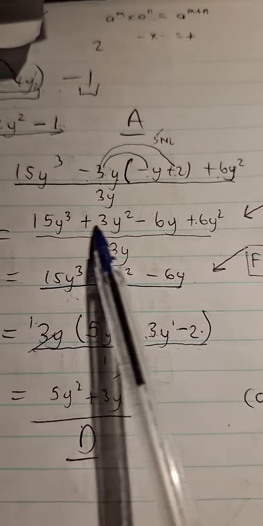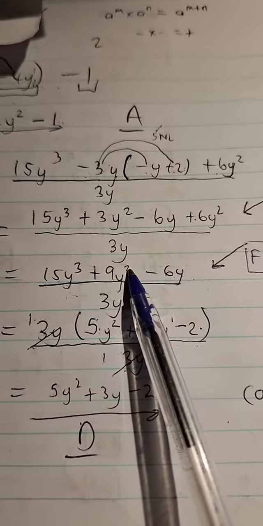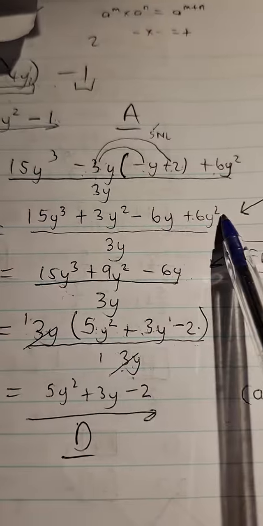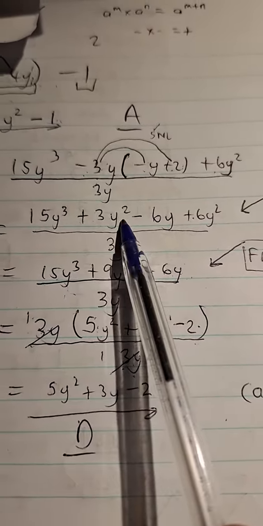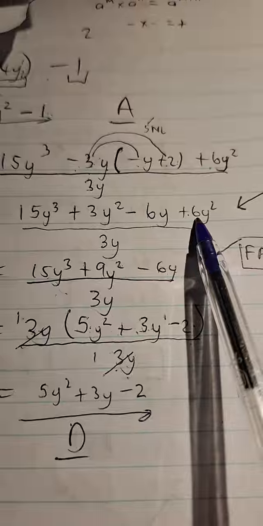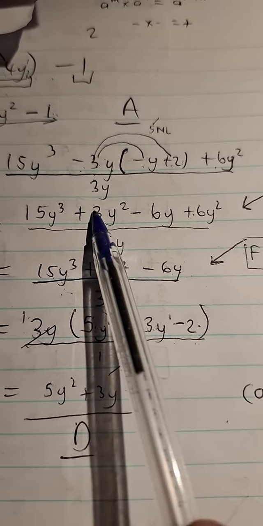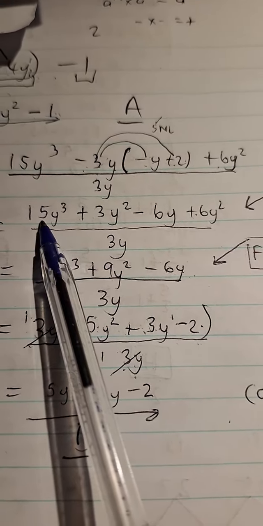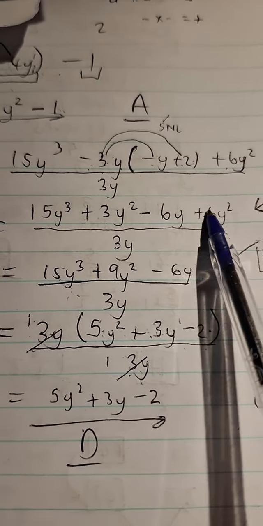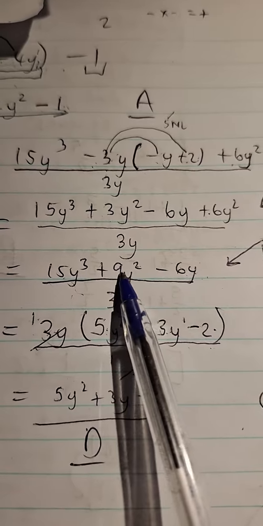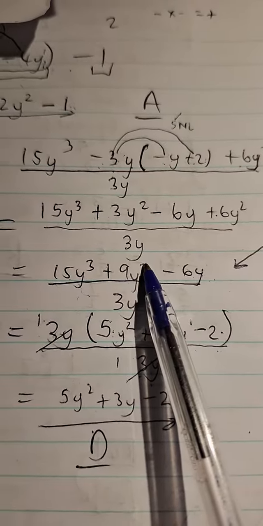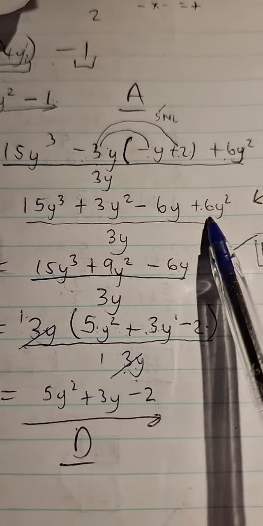It's a standalone term, all over 3y. In the numerator, when you look at it again, you can see there are like terms. The like terms that we have here are 3y squared and plus 6y squared. So you add the like terms. 15y cubed is still a standalone term. 3y squared plus 6y squared gives you 9y squared, because when you add like terms, you keep the variable and its exponent, and you add the coefficients.